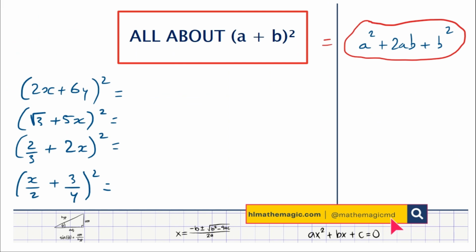And we're back. So here for the first one, 2x squared. So that'll give you again 4x squared. And for the middle term, 2 times 2x times 6y. So let's go ahead and do that.